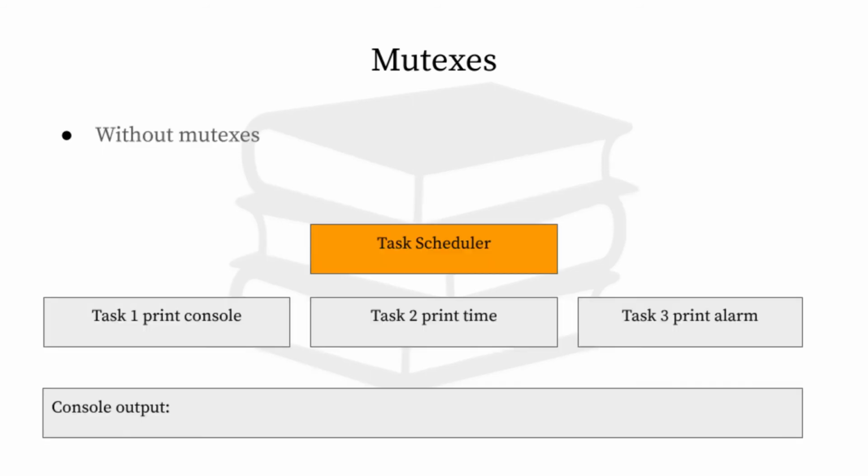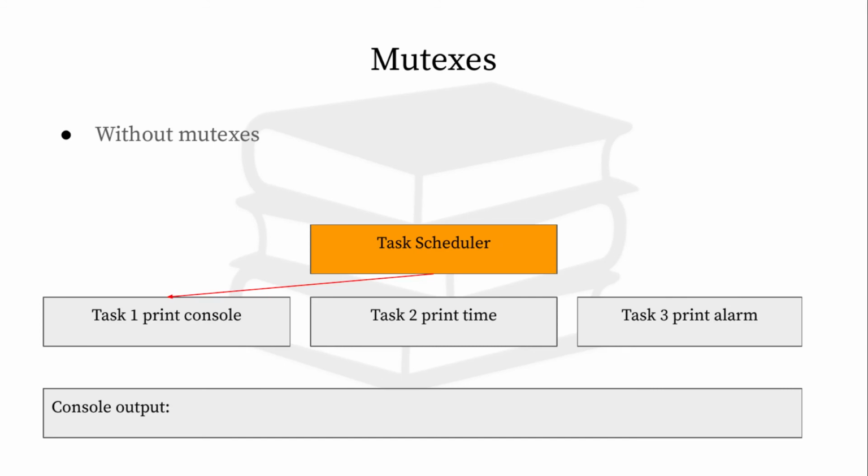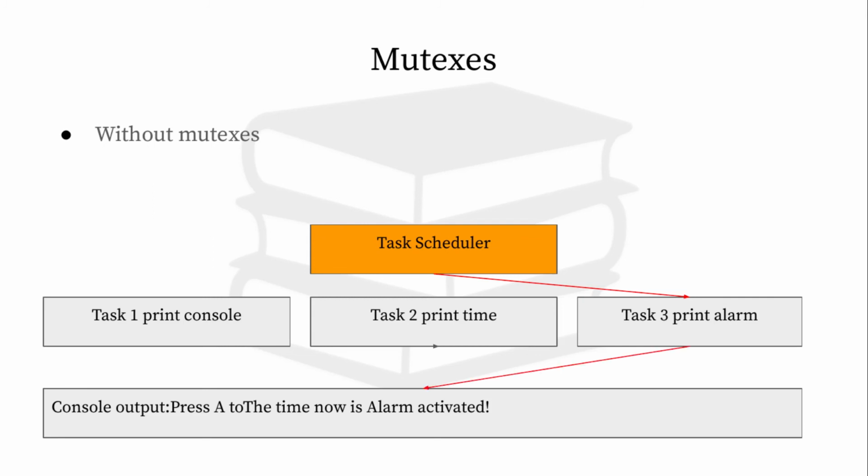Here's a graphical example. Suppose we have 3 tasks, which print out sentences to the serial console. Initially, the task scheduler allocates computing time to task 1 to print out a sentence to the console. But before it can finish, the task scheduler switches to task 2. And while task 2 is still printing out a sentence, the task scheduler switches to task 3. As you can see on the serial console, none of the tasks manage to print out a complete sentence. This is a rather extreme example, but we get the idea here.